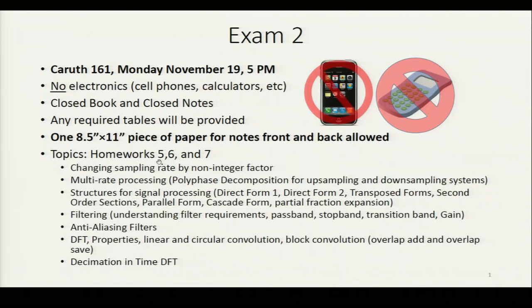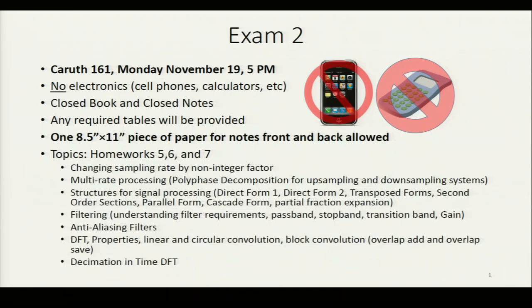First off, changing sampling rate by a non-integer factor. That should ring a bell in terms of what happens to the spectrum of a signal when you downsample. What does that do to it? Or what happens when you inject zeros? So know those formulas or those concepts. The block diagram for changing the sampling rate: what do you have to do? What is the cutoff for the filters that you're going to be using? Those block diagrams you need to have under your belt.